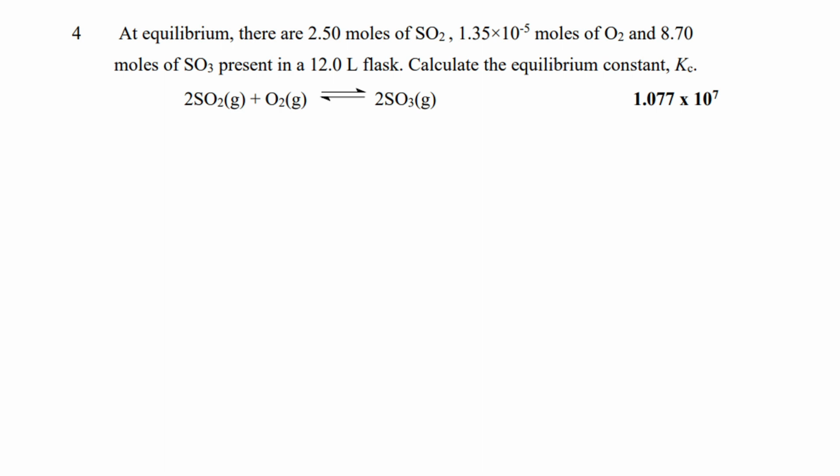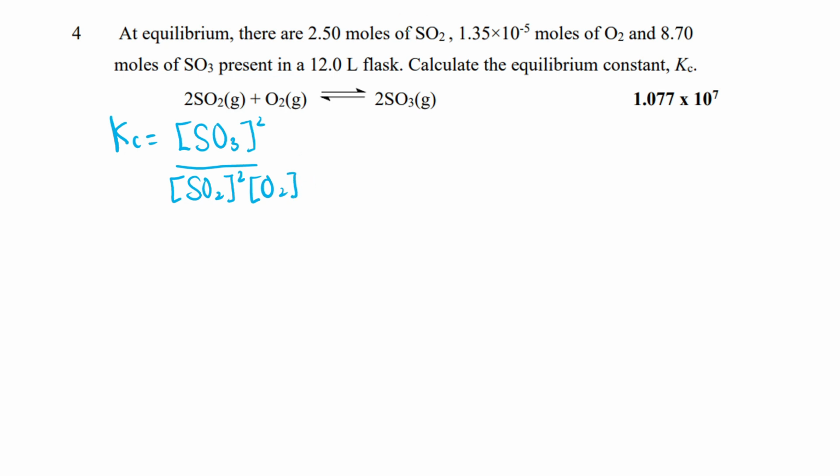Right, so the equation yang kita ada di sini adalah 2 SO2 plus O2 produce 2 SO3. So kita tulis dahulu the expression untuk this question. Okay, write the expression. So Kc is equal to concentration SO3 square over concentration SO2 square times concentration of oxygen.